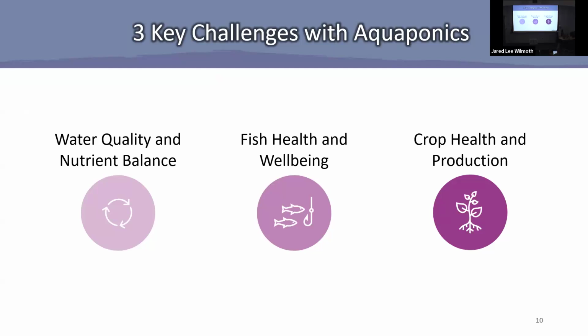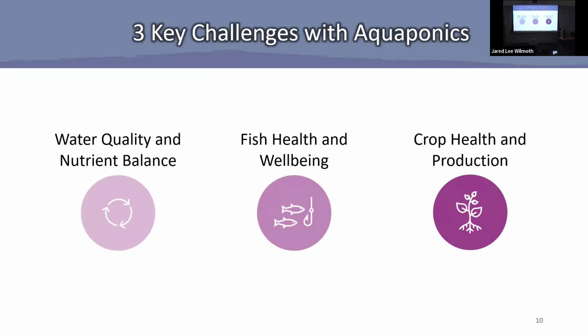So even though aquaponics could seem very beneficial, or has its advantages, unfortunately there are some disadvantages. I've alluded to some of those on the previous slide. One of the main ones is water quality and nutrient balance. You need to have a good nutrient balance, or else if there are too high amounts of ammonia, that could be toxic to the fish.